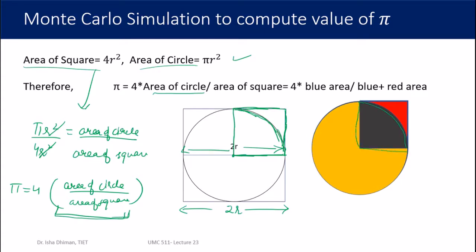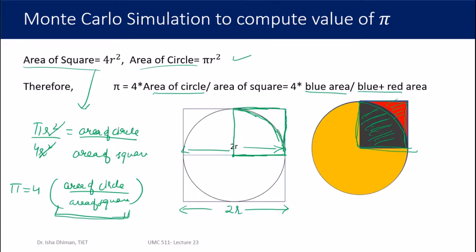So this is not looking like blue, but I have written this blue area by blue plus red. So this is blue plus red, because square, it has to be the complete square. So it's not just red area, it's blue plus red. So it's blue by blue plus red.